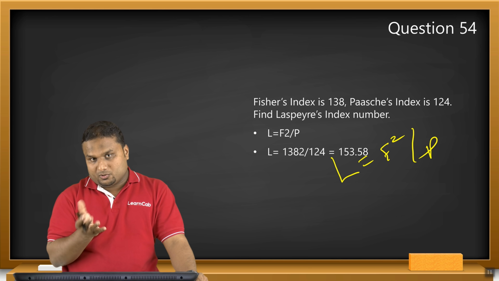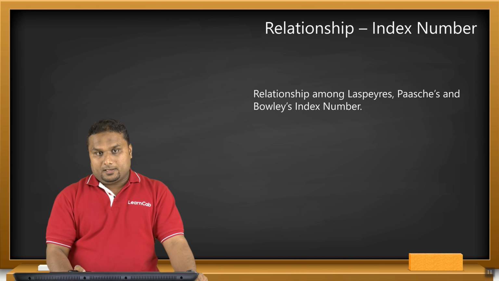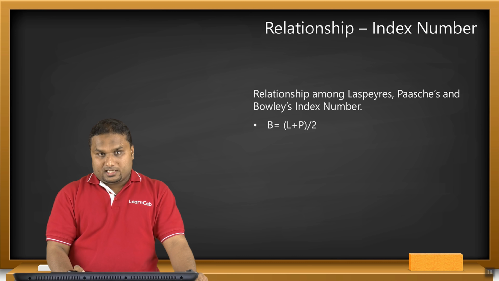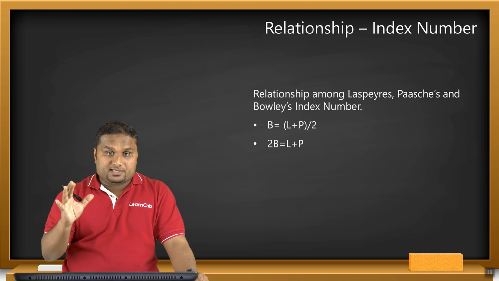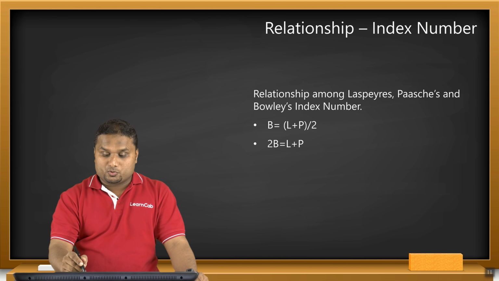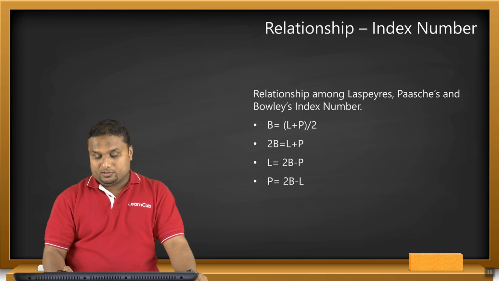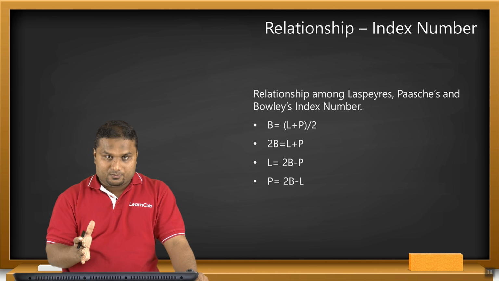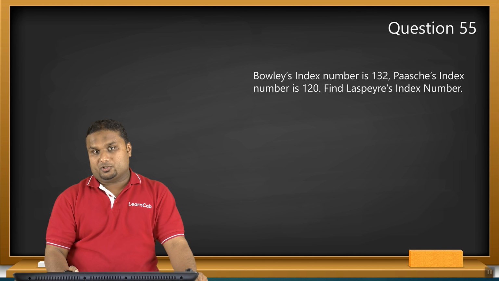So sometimes you don't need any time. With this simple logic also you can crack some questions. Now the relationship of Bowley: Bowley is equal to Laspeyres plus Paasche's divided by 2, the simple arithmetic mean of Laspeyres and Paasche's. So 2 into Bowley equals L plus P, then L is equal to 2B minus P, and P is equal to 2B minus L. Some questions from this area could also be tested in your exam. Let's see one question.